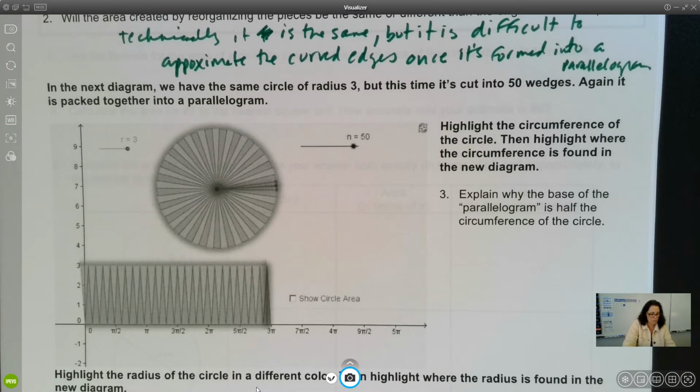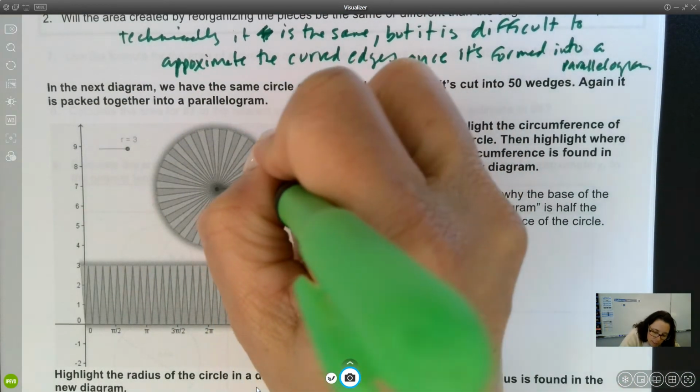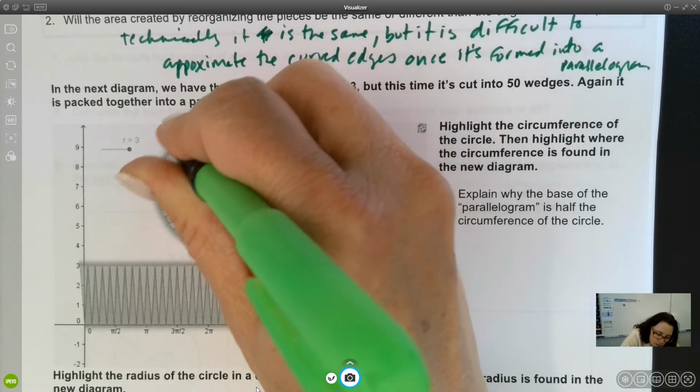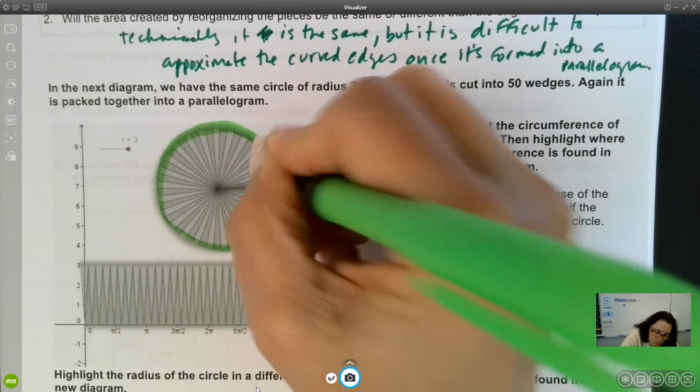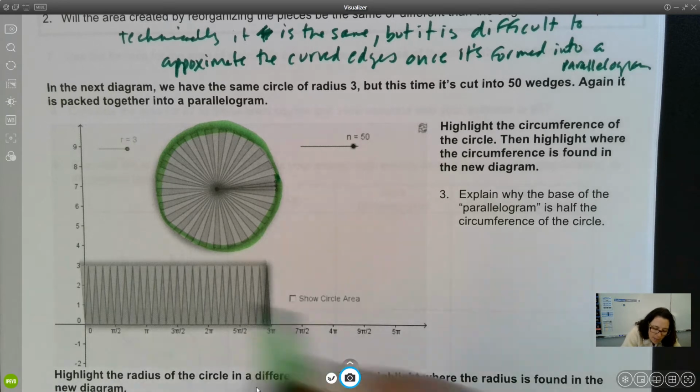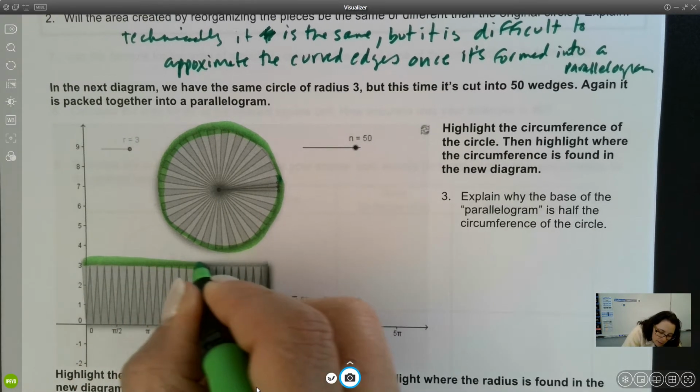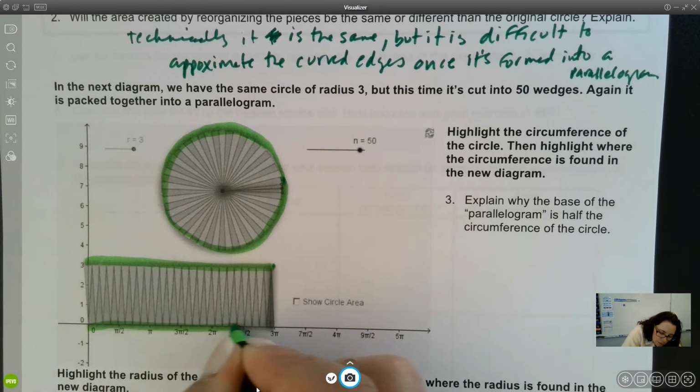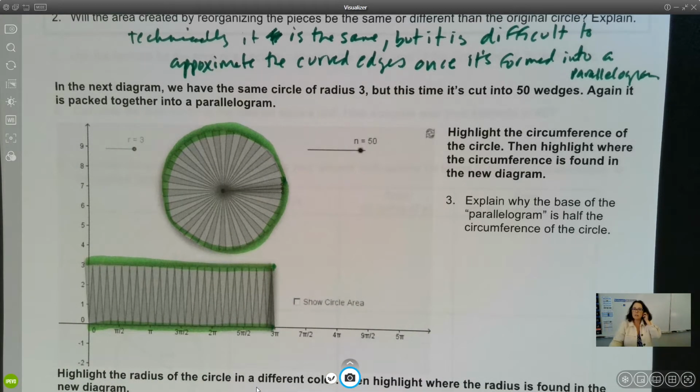Okay, so let me get a highlighter. So here is the circumference in the circle. And then are you good with here and here would be the circumference in the rectangle / parallelogram? Okay.